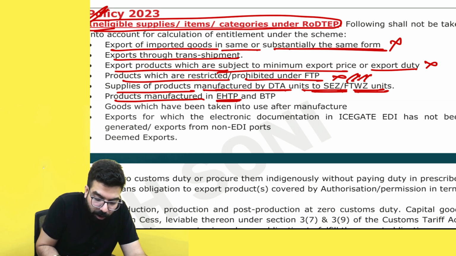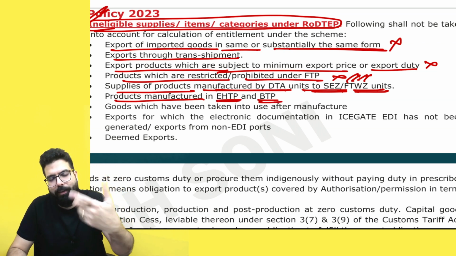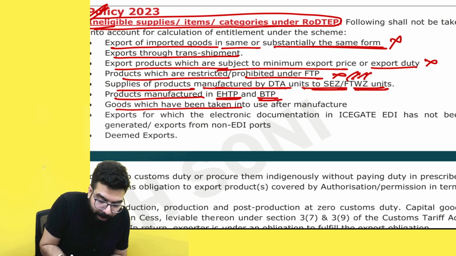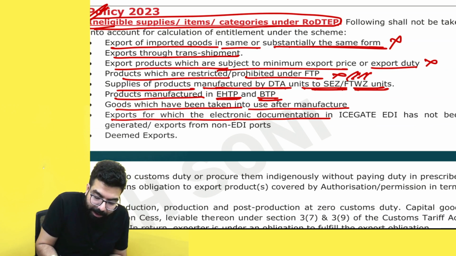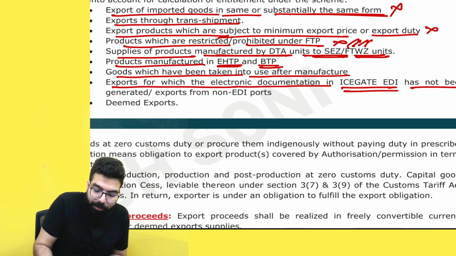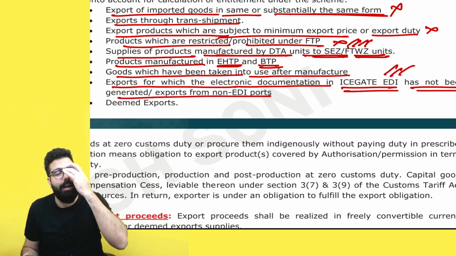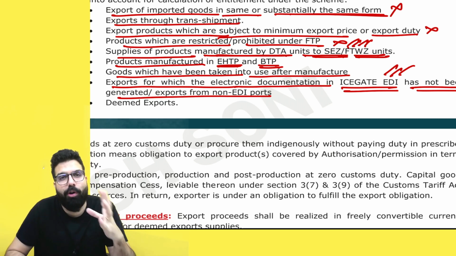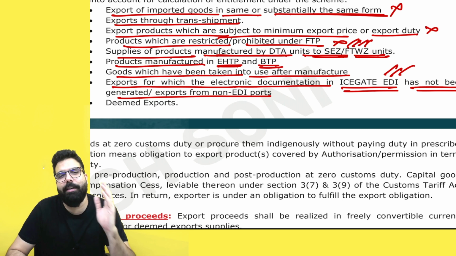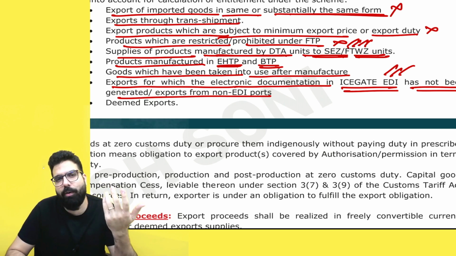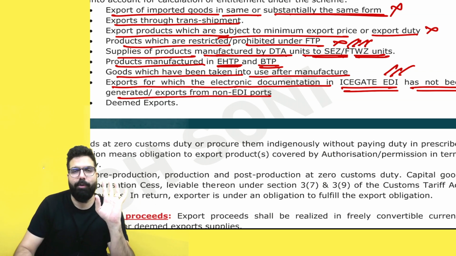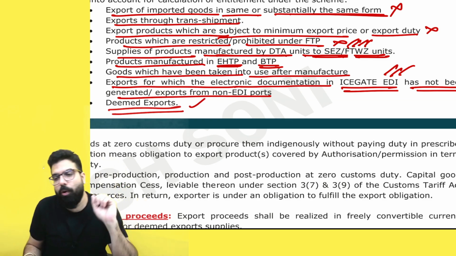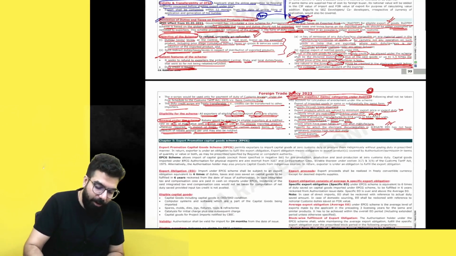Products manufactured in electronic hardware technology park or biotechnology park, when you go ahead and export, no RoDTEP benefit. Goods which have been taken into use after manufacture, no RoDTEP. Export for which electronic document in the ICEGATE, electronic data interchange, ICEGATE website has not been filed. They are going ahead and telling if you are exporting through a port where electronic data interchange, basically online documents, are not being filed, through those non-EDI ports, we will not give you any RoDTEP benefit. And in the deemed export case, no RoDTEP benefit. Please remember this point. Very good from exam point of view.